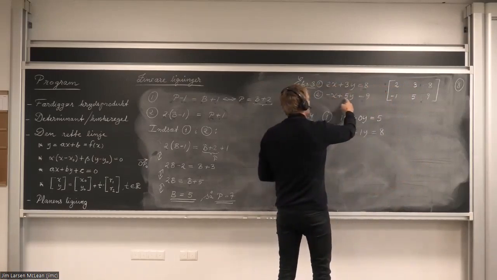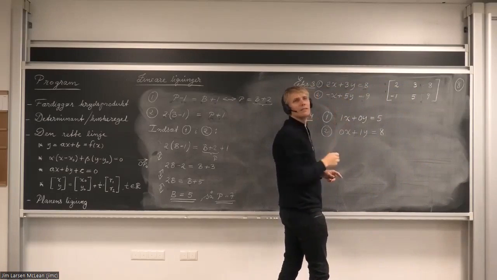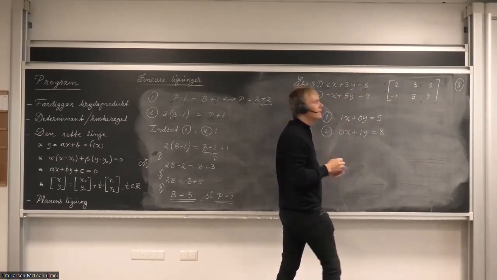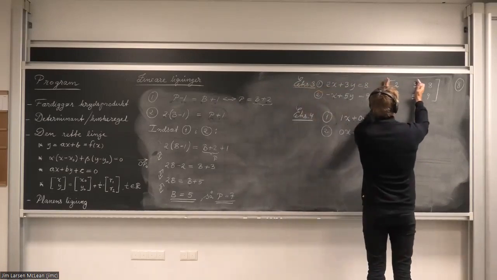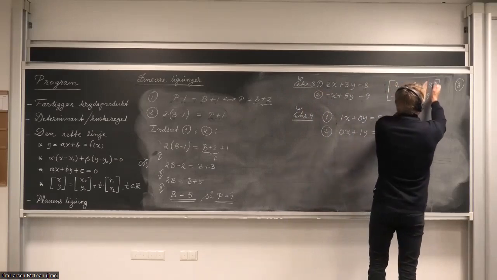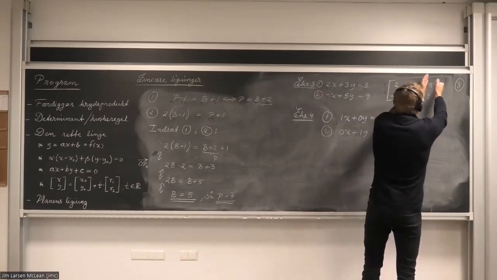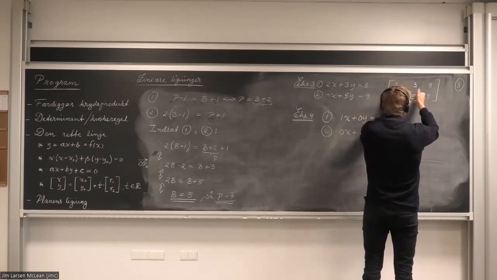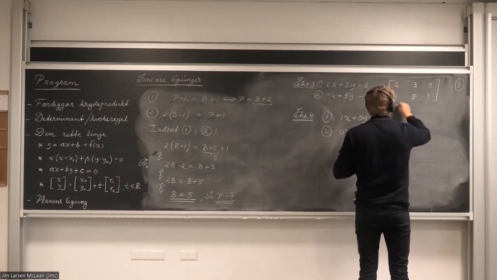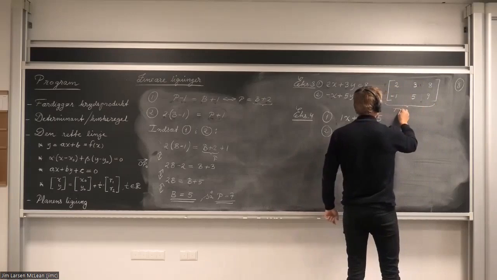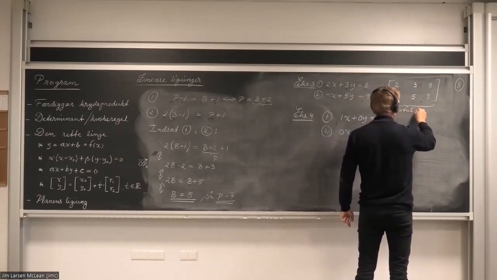Because then you take all the coefficients 2, 3, minus 1, 5 for the unknowns x and y. So this is called a coefficient matrix. That's the right side of the system of equations. And if you merge the right side with the coefficient matrix, you get what is called an augmented matrix, which contains all the information.